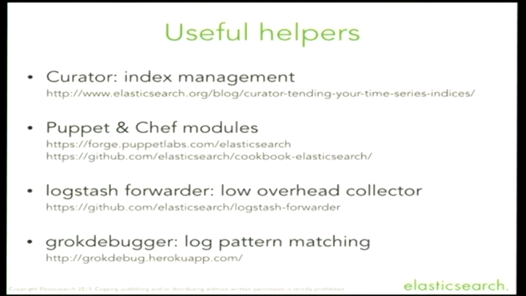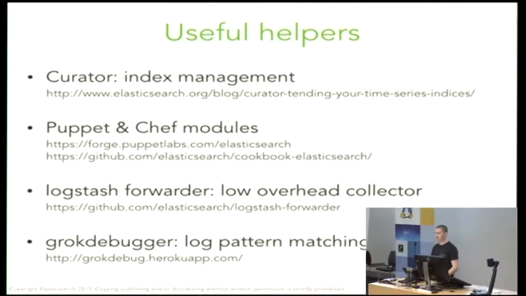So, some useful helpers. We've got Curator, which manages your indexes in Elasticsearch. It's just a Python app, and it's really handy. You can use relative time frames and relative sizes, so delete indexes older than X, or keep only enough indexes so that I'm only using 1 terabyte or 500 gig or whatever you want. There are Puppet and Chef modules. The Logstash forwarder is written in Go, so you can compile it wherever you want. It's low overhead, so if you don't want to install Java anywhere, or you've got a small system without many resources, it's really good.